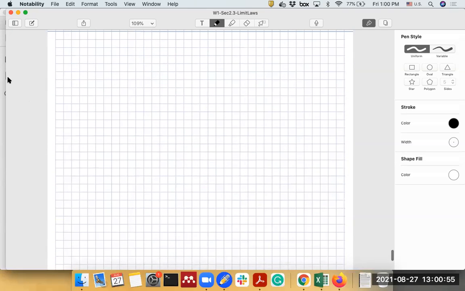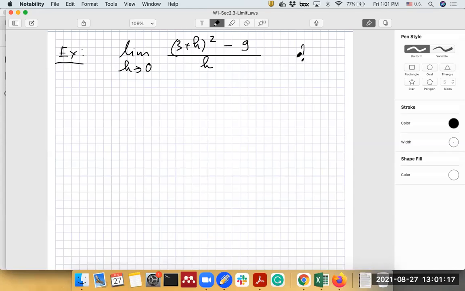Compute the limit of this function. Limit of (3 plus h) squared minus 9, divided by h, when h approaches 0. What do you think?